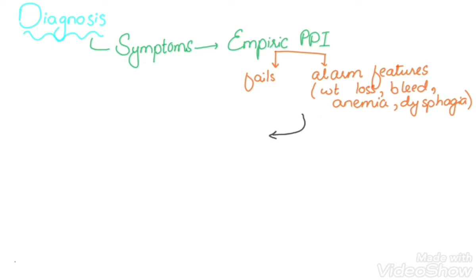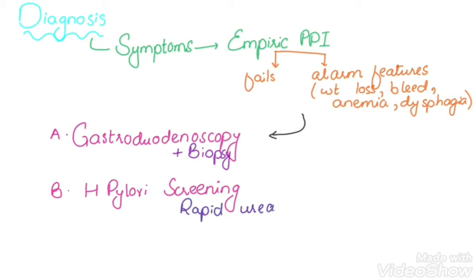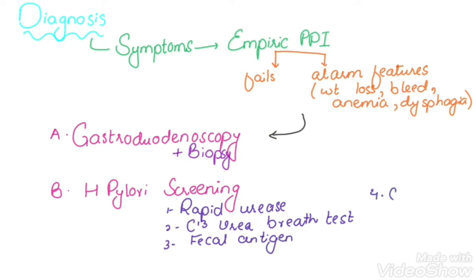And when we do gastroduodenoscopy and we see that the ulcer is located within the stomach, then we must do a biopsy to exclude gastric carcinoma. We can also go for H. pylori screening. That includes 5 tests: a rapid urease test, a C13 urea breath test, fecal antigen test, culture, and serology. Let's jump into some details about H. pylori screening.